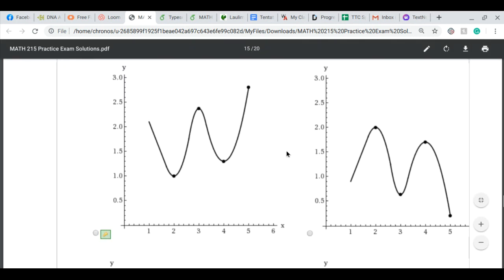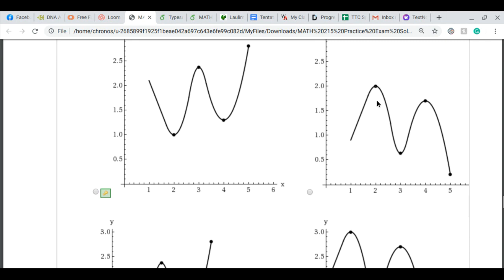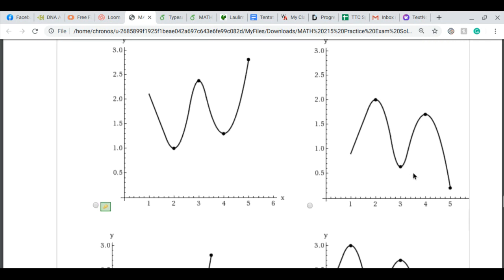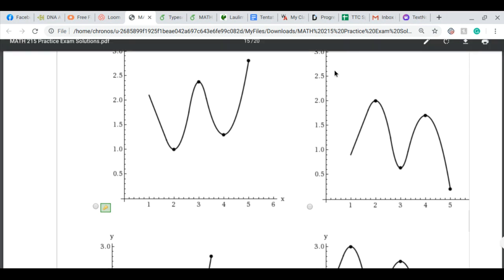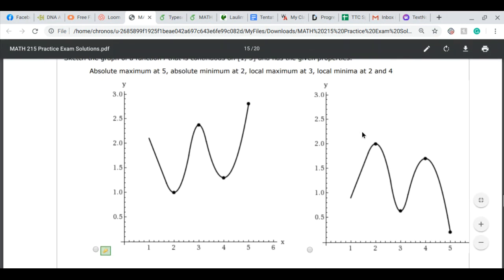So let's see. Well, notice here, that's a local max at 2. And local max at 4. So we're going to throw away this example.